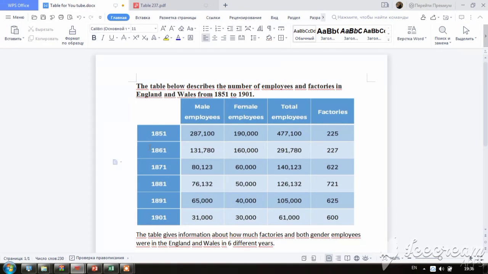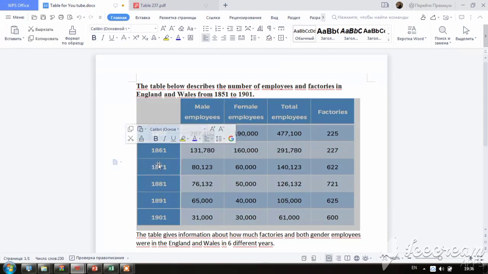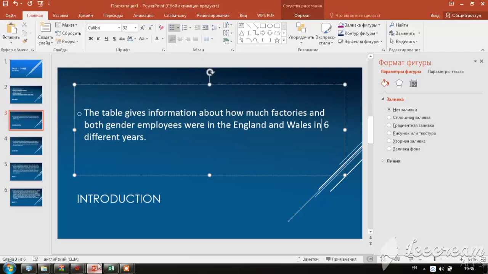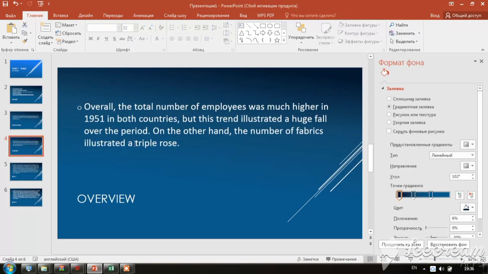The task tells us from 1851 to 1901, but we have just 3 years. So let's do our introduction. The table gives information about how many factories and employees of both genders worked in England and Wales in 6 different years. This is our introduction.